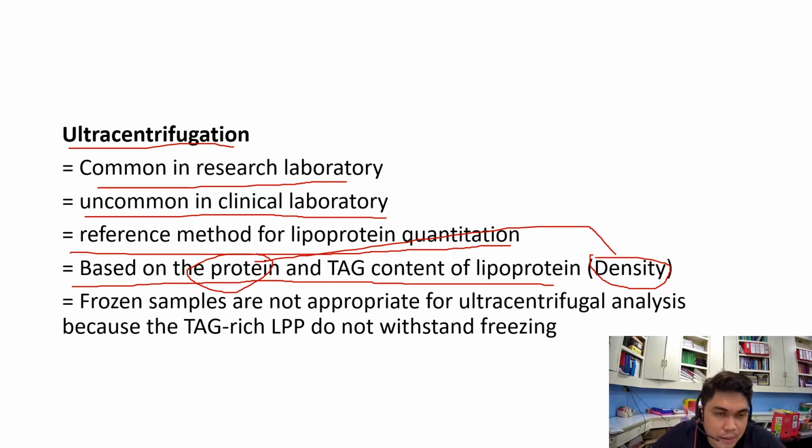Frozen samples are not appropriate for ultracentrifugal analysis because the TAG-rich lipoproteins do not withstand freezing. An example of a TAG-rich lipoprotein is your VLDL. So it's better to use a fresh specimen for ultracentrifugation, or ultracentrifugal analysis.